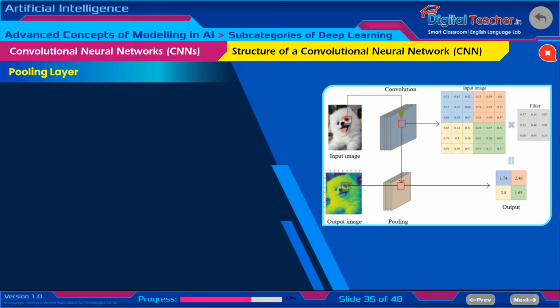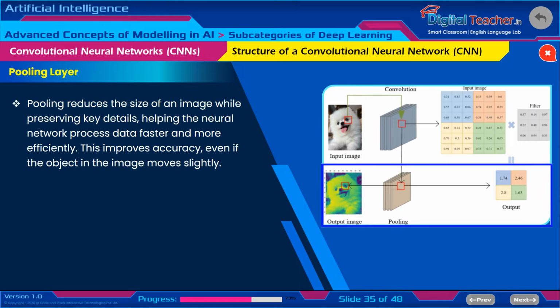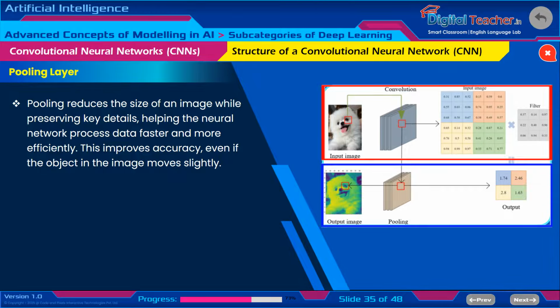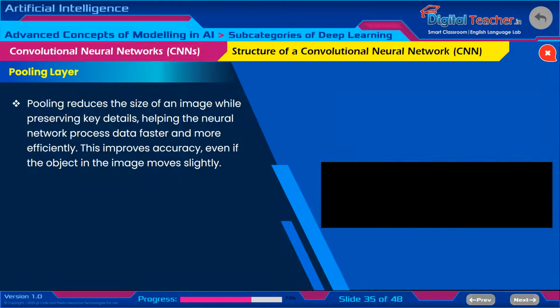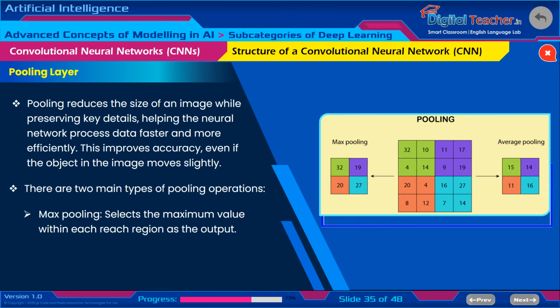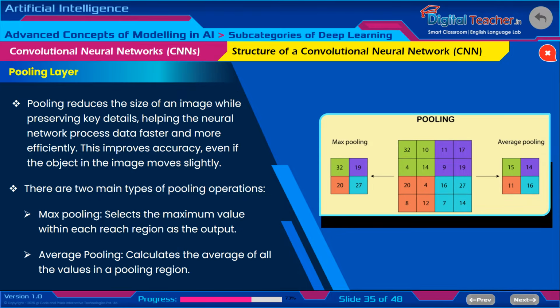Pooling layer. Pooling reduces the size of an image while preserving key details, helping the neural network process data faster and more efficiently. This improves accuracy, even if the object in the image moves slightly. There are two main types of pooling operations. Max pooling selects the maximum value within each region as the output. Average pooling calculates the average of all the values in a pooling region.